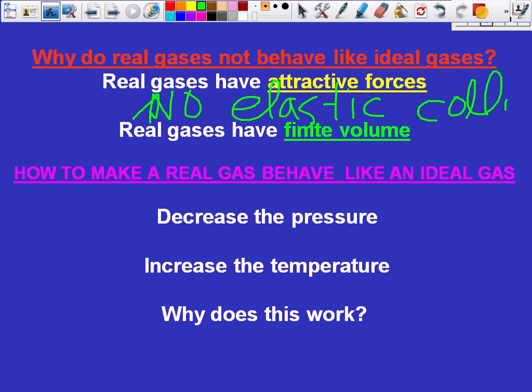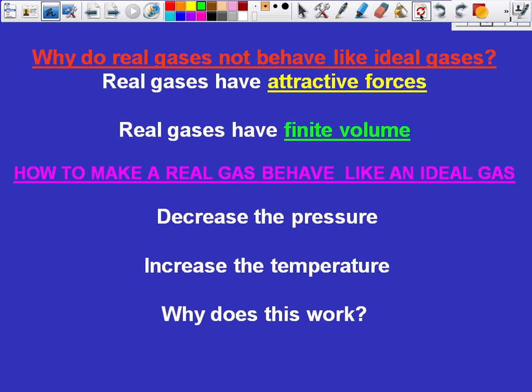That's another one: no elastic collisions. All right, and how do I make a real gas behave like an ideal gas? Remember, ideal things are perfect, and the way I want you to think about perfect is this: if you could describe your perfect summer, what would you describe? Well, the first thing you're probably going to say is hot.